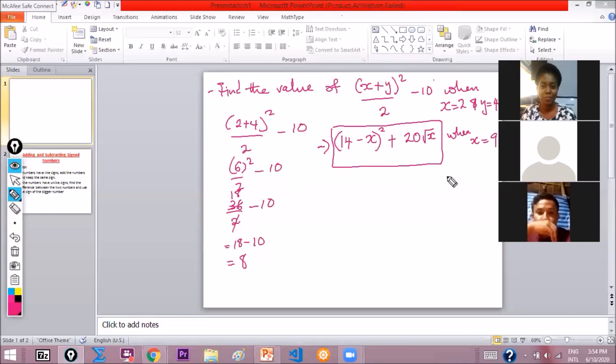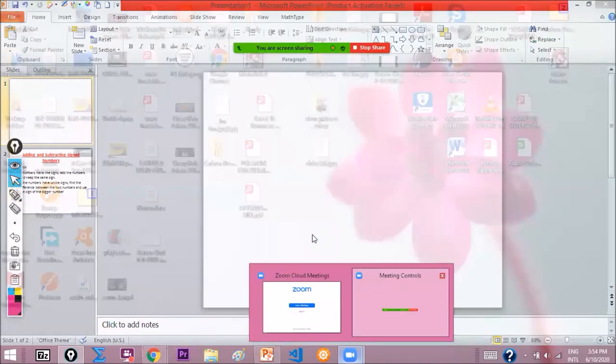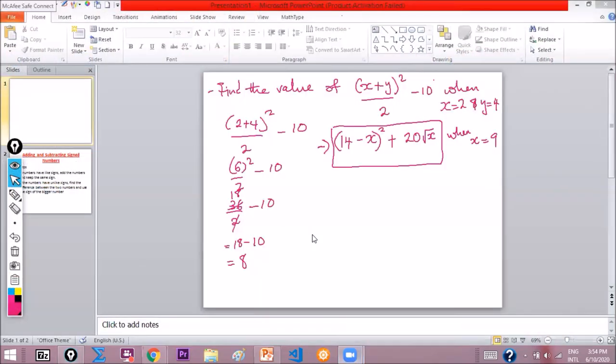Can we solve this with a pen and paper? I have 14 minus. I just solved up to 5, root 9. I just solved up to here. Okay, you don't have an answer? I solved up to this. I found 5, root 9.